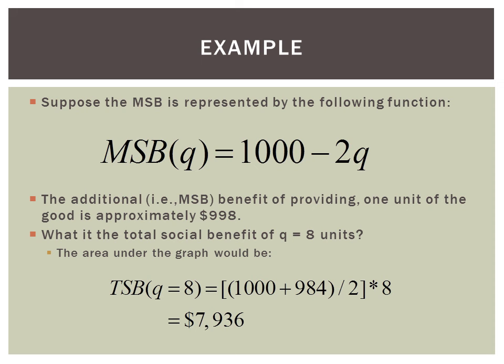And then we could again calculate the area under the graph. So the total social benefit for Q equal to 8 units would be 100 plus 84, which is the height of the marginal social benefit curve where Q is equal to 8, divided by 2 times the number of units provided, which is 8. And we would get a value of $736.